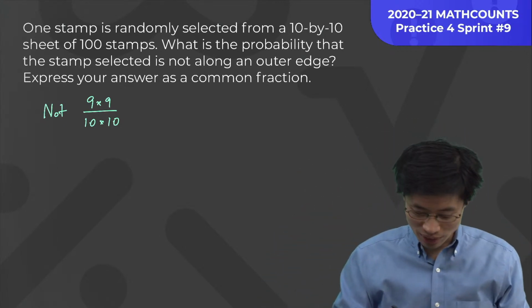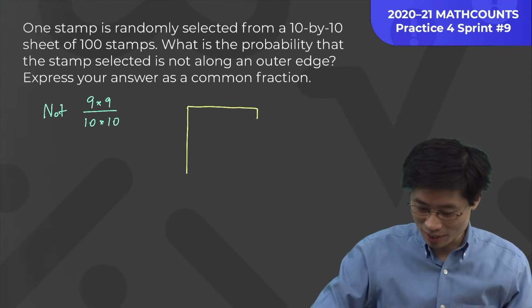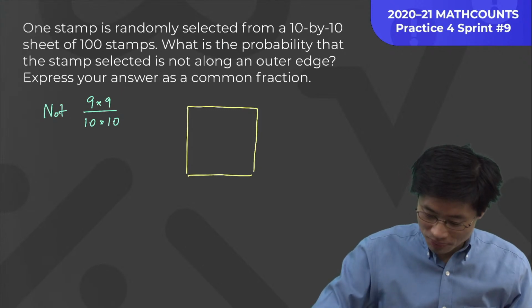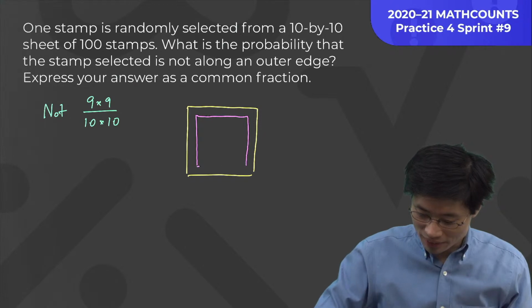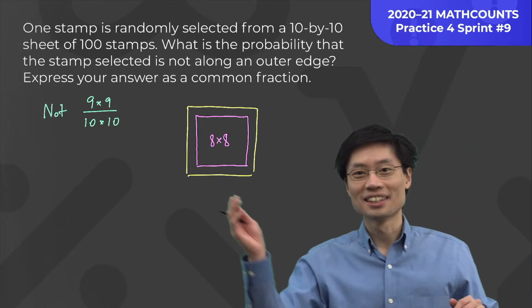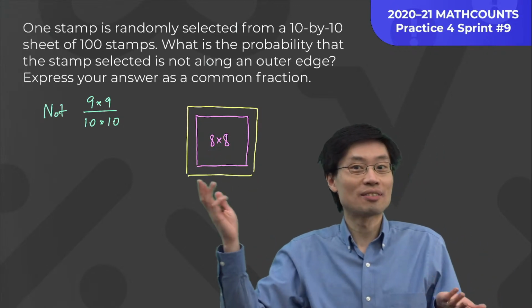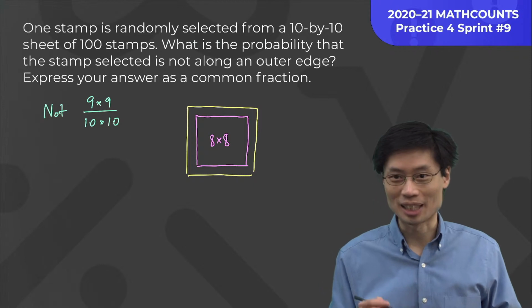So in fact, if you look at a sheet of stamps, it's these in the middle. That's the 8 times 8. Does that make sense? These are the ones which don't have anything on the outer edge. So the answer is 8 times 8 divided by 10 times 10.